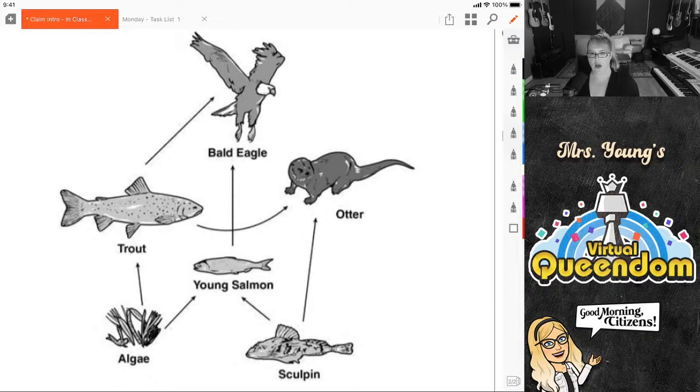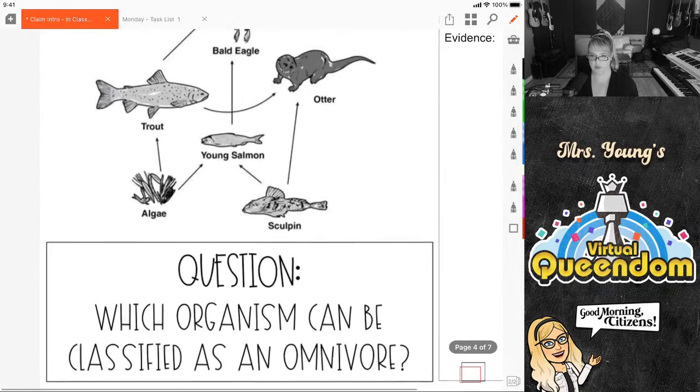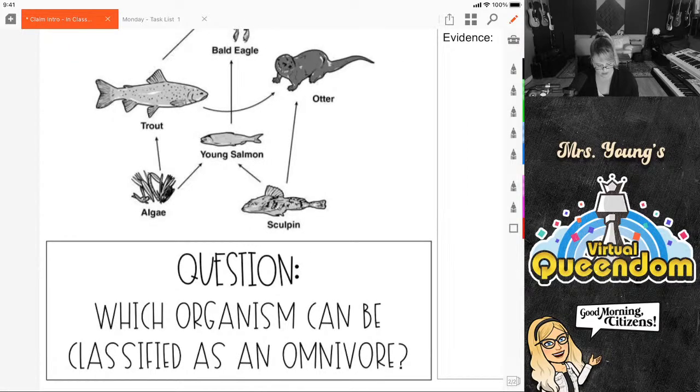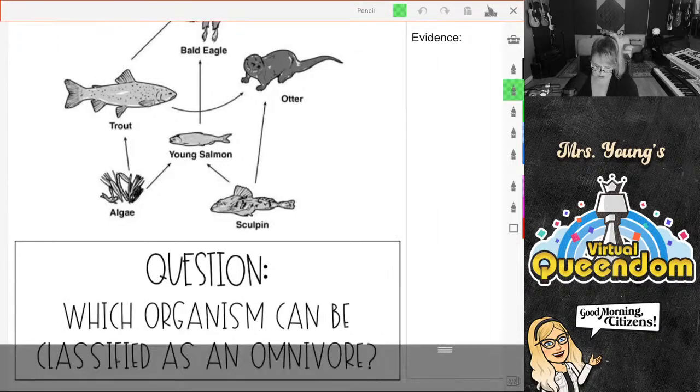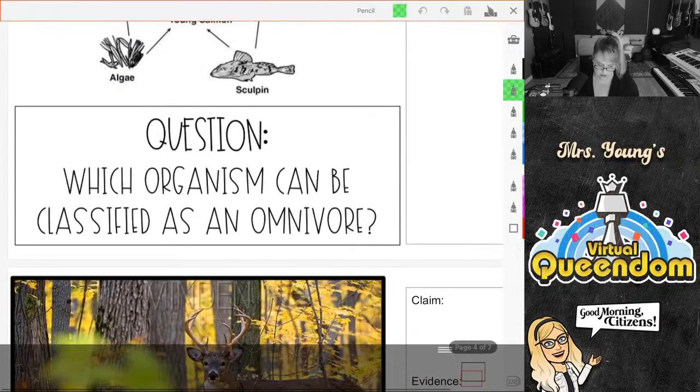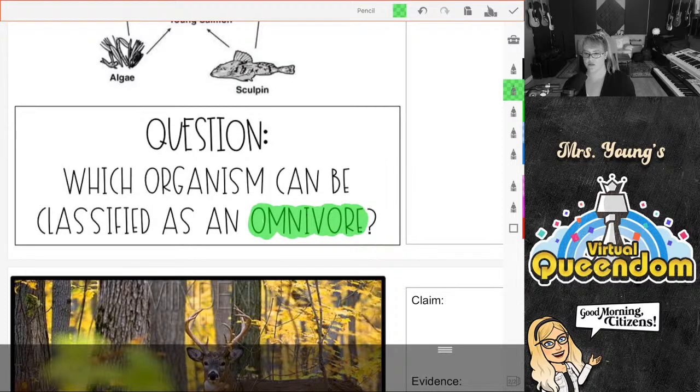All right. What would you write as a claim if this was the question? Which organism can be classified as an omnivore? We talked about omnivores last week. What's an omnivore? This is like reviewing a term that we learned last week.